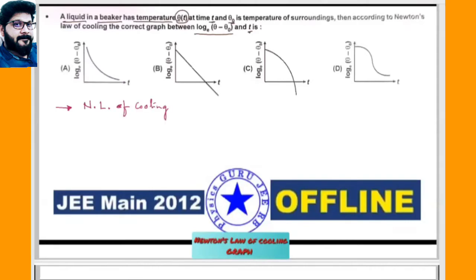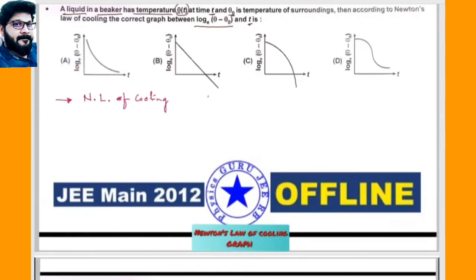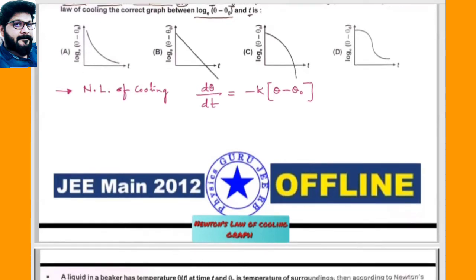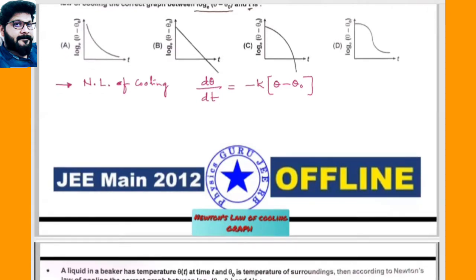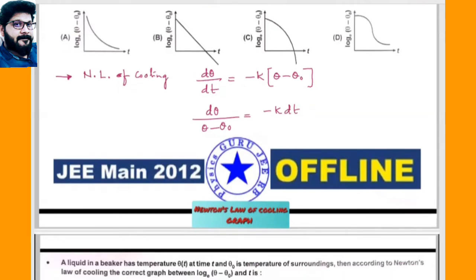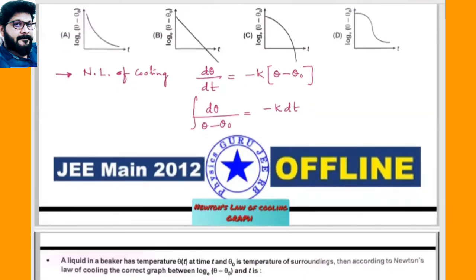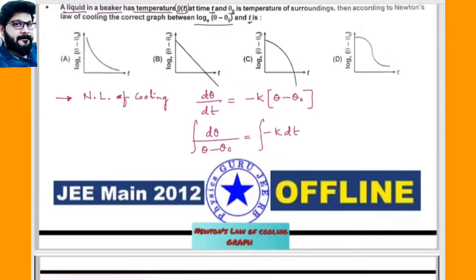So according to Newton's law of cooling, we can write d theta by dt equals minus k into (theta minus theta naught). We already discussed in the previous classes how we get this equation. Now how to proceed here? Let me take the d theta terms to one side: d theta by (theta minus theta naught) equals minus k into dt. Integrating on both sides, because we require a log of (theta minus theta naught) and the t value.